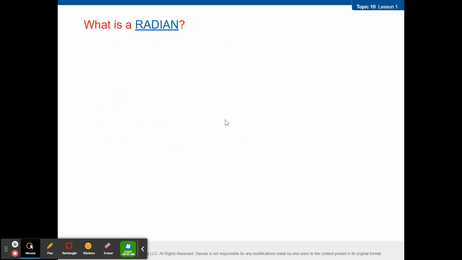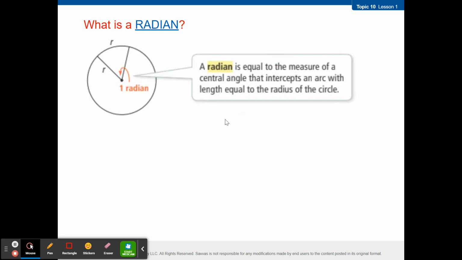So what is a radian? It's not just a mode in your calculator. So we have like this arc measure right here. We have this radius, and a radian is just another way of talking about the central angle, but it's in terms of pi. Okay?